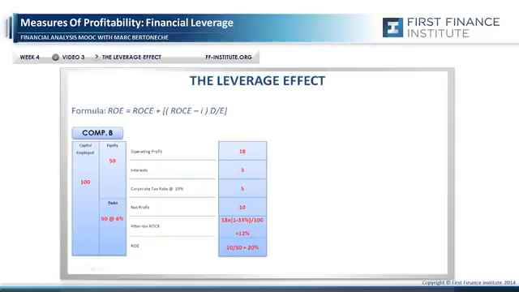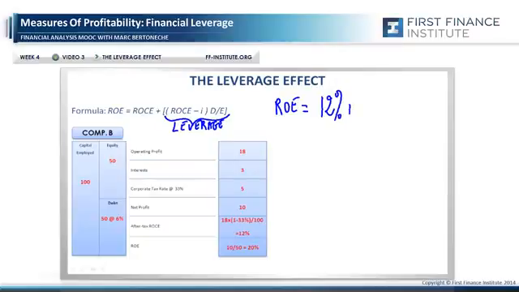The formula is that the return on equity of a company is equal to its return on capital employed plus this leverage factor. And this leverage factor is made of the difference between ROCE and the interest rate, times the debt equity ratio. Let's apply that to company B. What is the ROE of company B? First, 12% return on capital employed.